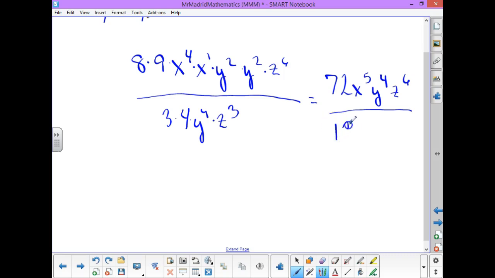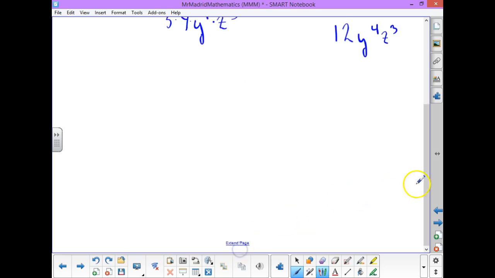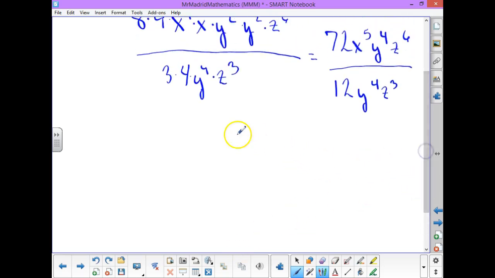Down here I got 12, y to the 4th, z to the 3rd. So notice that I've kept the top separate from the bottom. Now that I've cleaned it up as much as possible, I can start working on the top and bottom. So I do know that 72 divided by 12 is 6. Boom, done. Okay, so I can scratch that off.